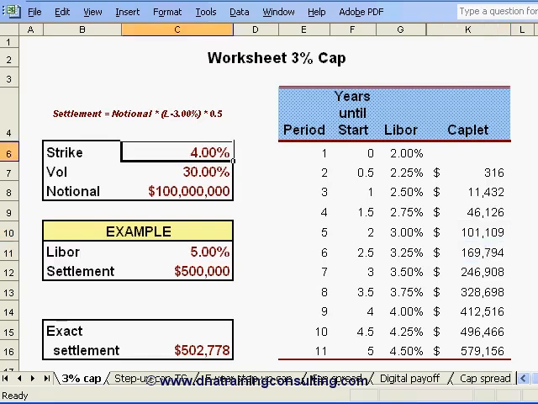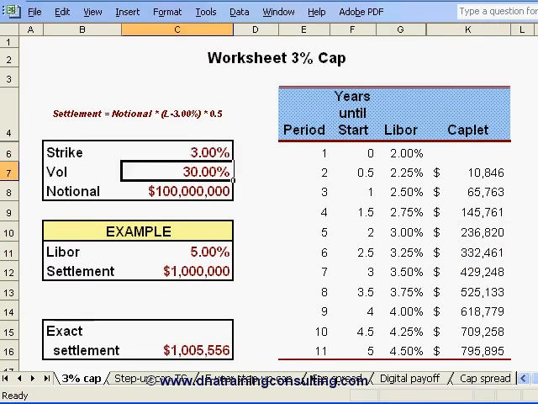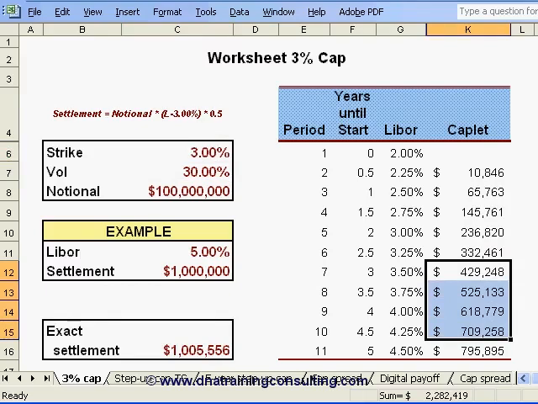Finally, we change the strike back to 3% and add cells K12 to K15, which gives us $2,282,419. The total of these 3 amounts comes to $2,775,691, so the answer is C.